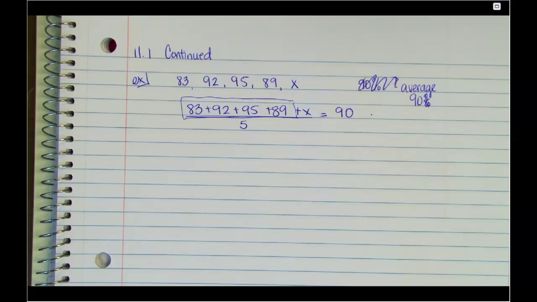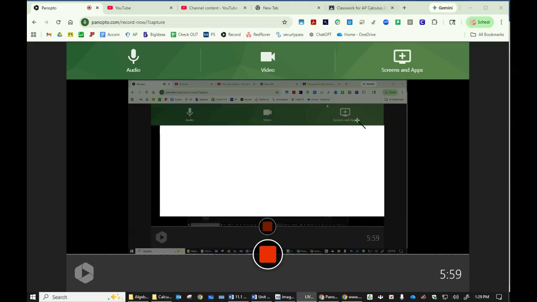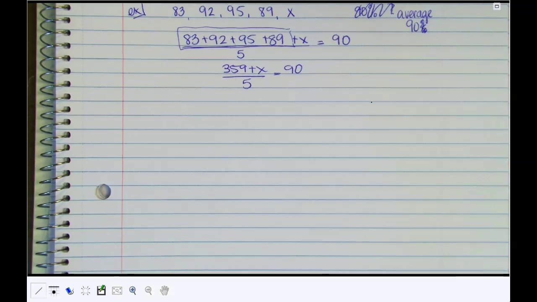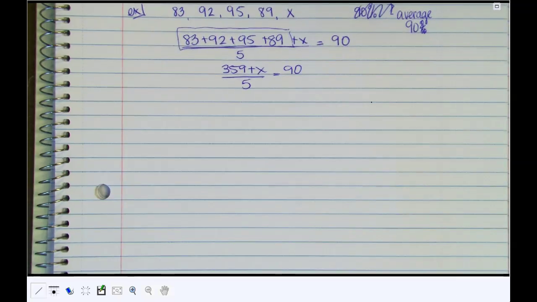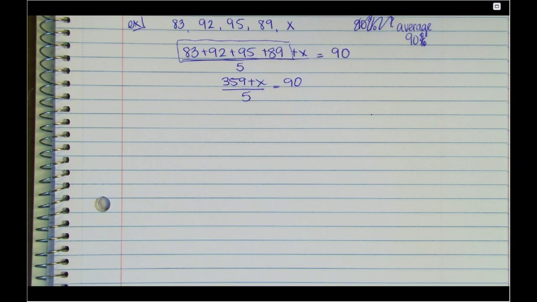Okay, what's this add up to? 359. Okay, so we have this. Now, this is a two-step equation, which we talked about solving in chapter 1.